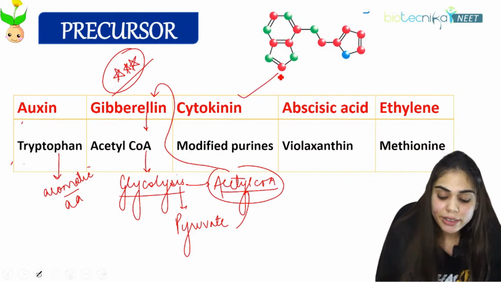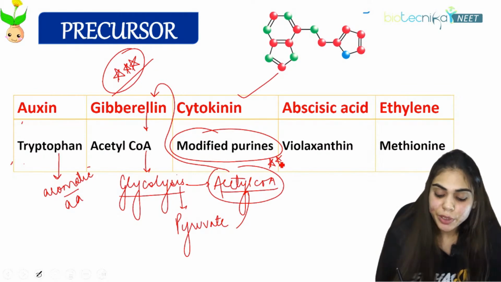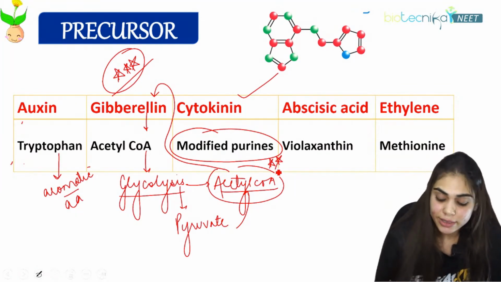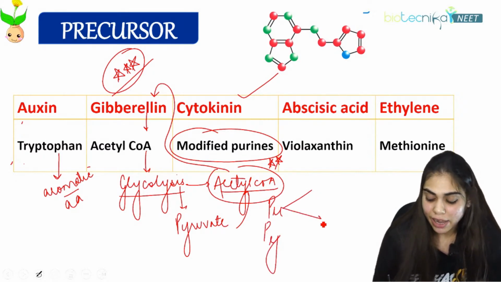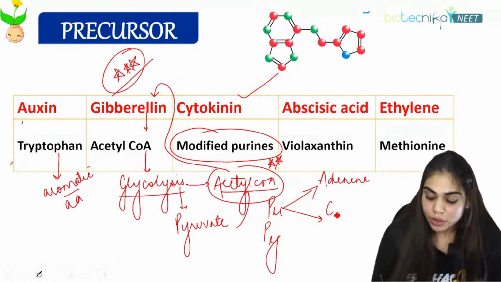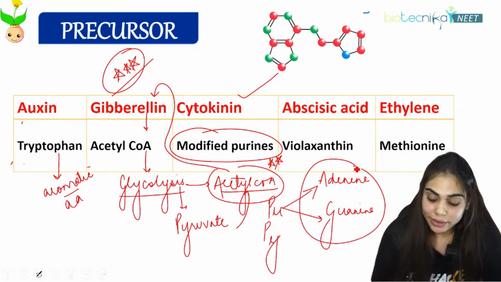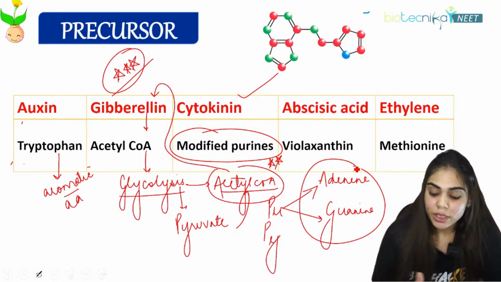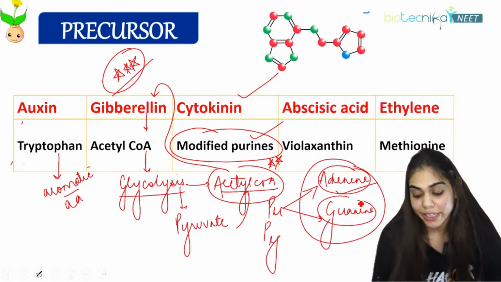What about cytokinins? They are formed from modified purines. Important: what are purines? We have two kinds of bases in DNA, one is purine and the other is pyrimidine. Under purine, we have two categories, adenine and guanine. Both are purines, and when these are modified, they form cytokinin. So cytokinins are initiated by a precursor called modified purine, that is modified adenine or modified guanine.